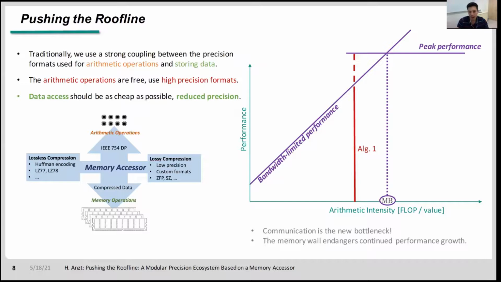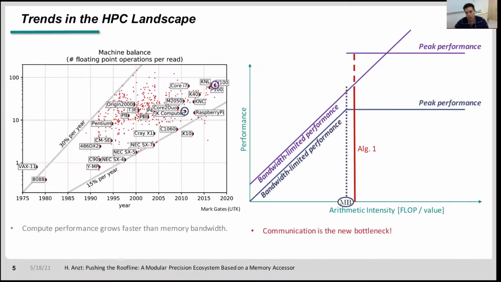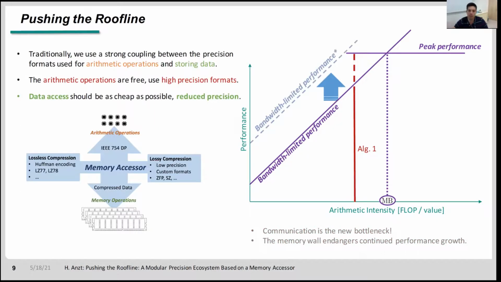And if we realize that in this roofline model, what we basically do is we push upwards the bandwidth limited performance. Why is that? Because suddenly we can do more operations for algorithms that have the same arithmetic intensity, if we define the arithmetic intensity in terms of floating point operations per data access.